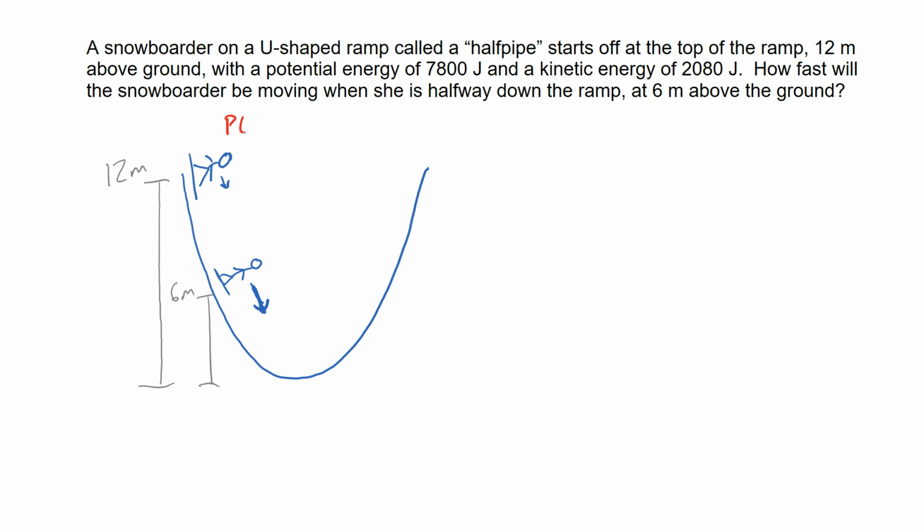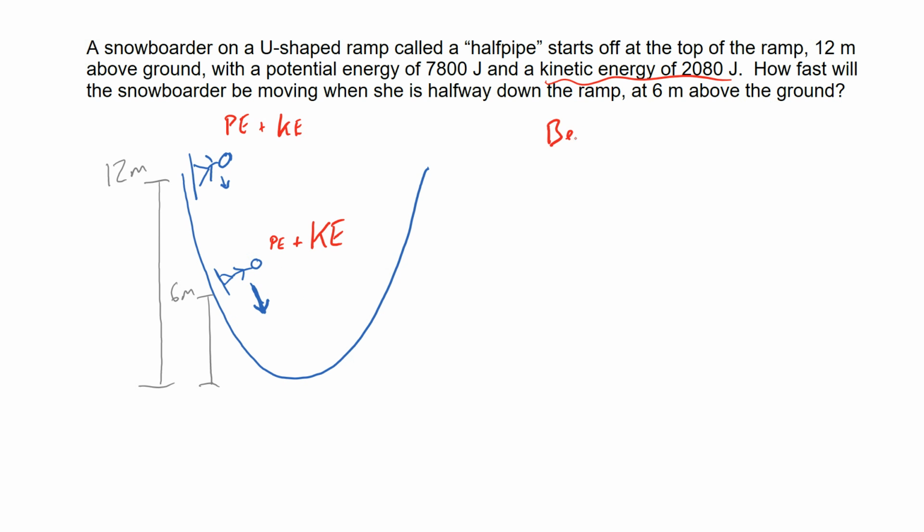So she starts off with potential energy, and she also has a kinetic energy at that point as well. Now, as she falls, she reaches the midpoint, and she's going to have a smaller potential energy because she's not as high up, which means that she's going to be going faster, so she's going to have a bigger kinetic energy than before. And the question we have is, how fast was she going at this point when she's halfway down the ramp? So here's how we set it up.